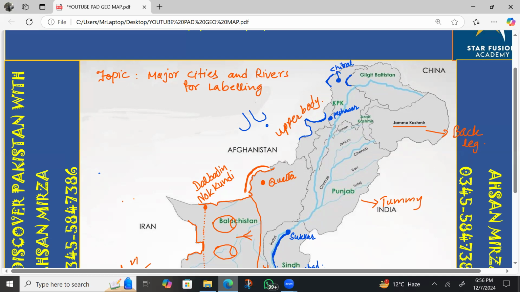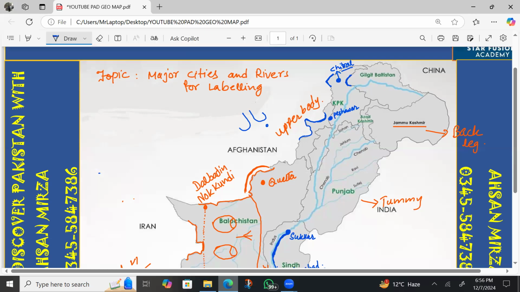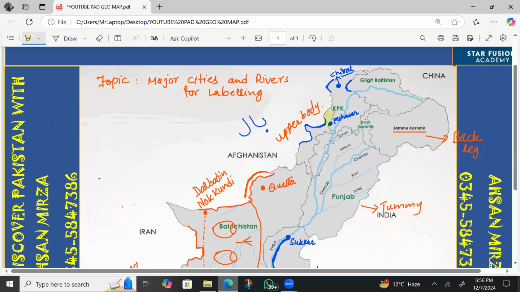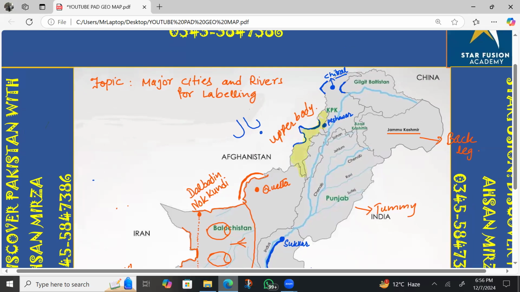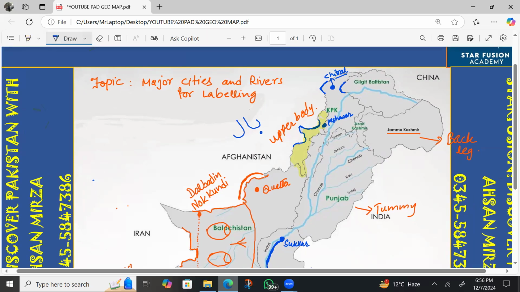I hope you people are clear now. Next is another area which can be given in your exam for labeling. That is the big area in KPK, and it is called FATA. Look at that boundary line; this area is FATA. FATA can be given for labeling in your exam, so you must be clear regarding FATA. It is a very important area, and always write it in capital letters: FATA, Federally Administered Tribal Area.